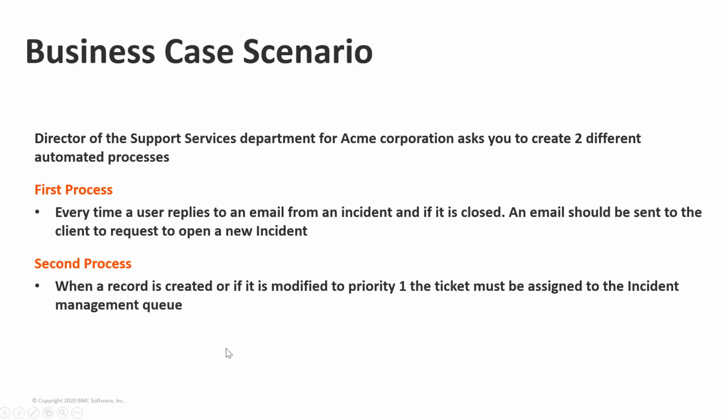So now we can move on to the second process. The second process is when a record is created, or if it is modified to priority 1, the ticket must be assigned to the incident management queue. So now let me show you how we can build this.